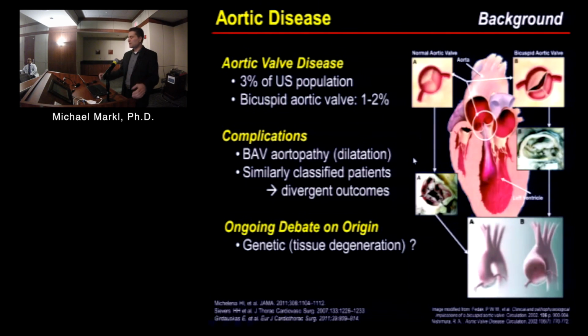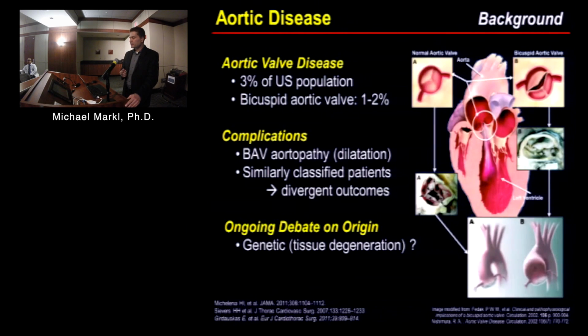And for a long time, and I think still to a large extent, it's been believed that there's a genetic origin. There's a tissue degeneration that's inherent to that disease. So in addition to the abnormal valve, you have some kind of genetic aortic wall tissue abnormality that puts you at a higher risk for the development of that disease.